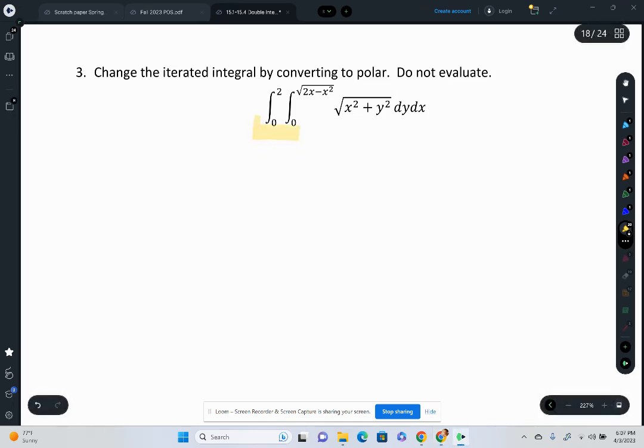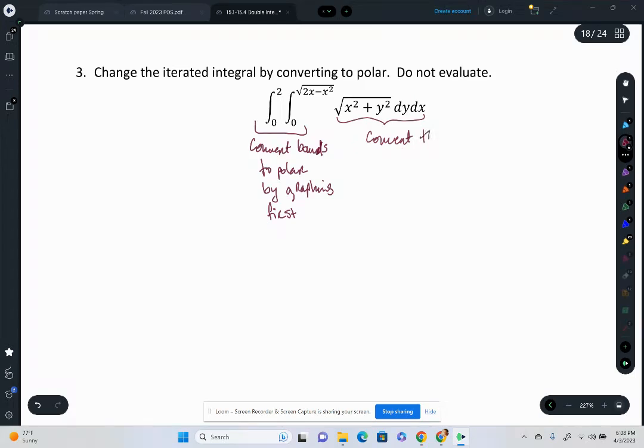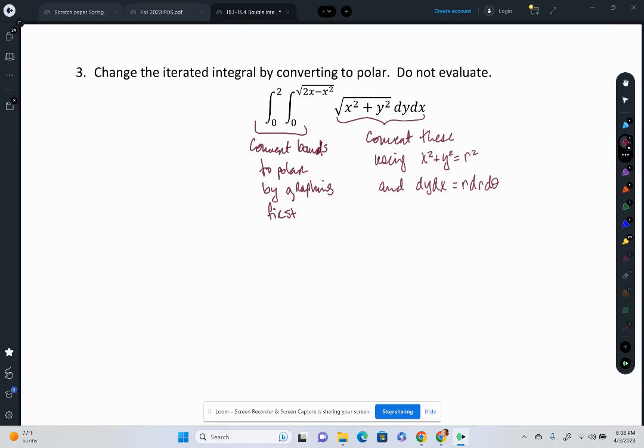We need to convert the bounds to polar by graphing first, and then we're going to convert the integrand and the differentials using x squared plus y squared is equal to r squared, and dy dx is equal to r dr d theta. So that's the easy part, converting the integrand and the differentials.